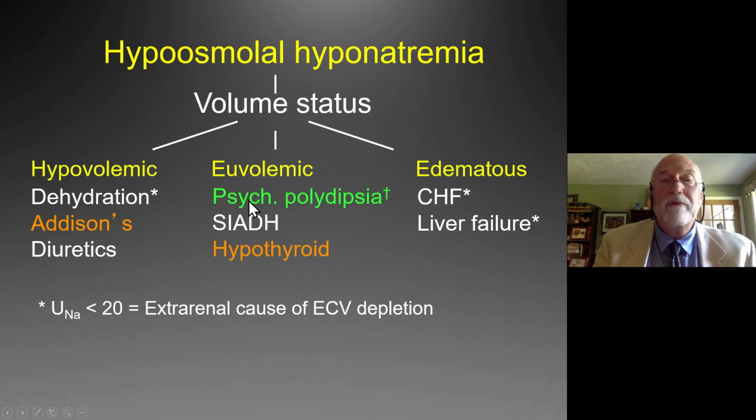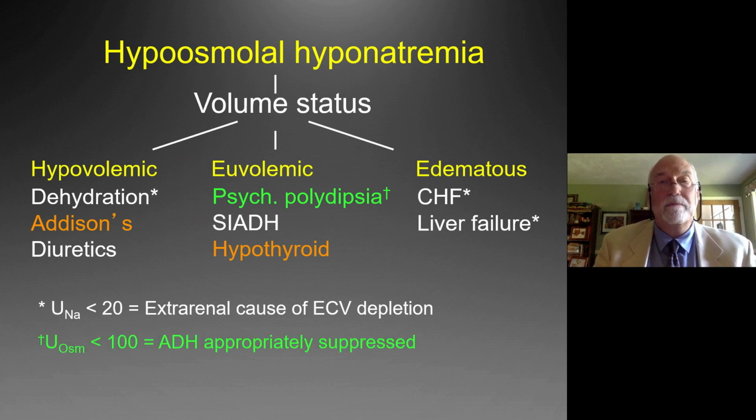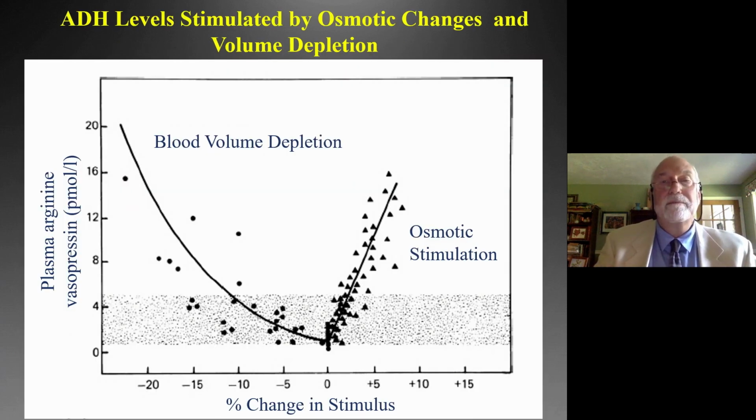Euvolemic patients, we're often trying to distinguish between too much drinking or too much ADH. And also on the list to exclude is another endocrine disorder of hypothyroidism. This is highlighted in green because these are easy to distinguish: psychogenic polydipsia versus SIADH, where by definition the urine osmolality is inappropriately elevated for that degree of serum osmolality, whereas folks that are drinking too much, there's nothing wrong with their ADH axis. It's turned off and they put out a dilute urine as shown there.